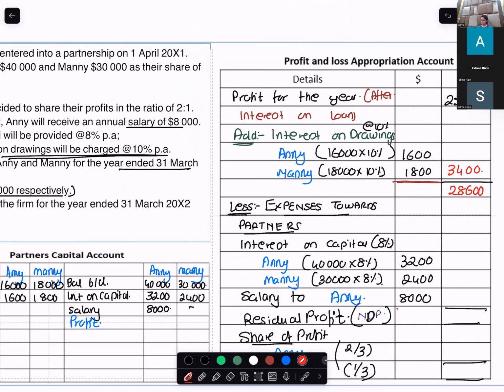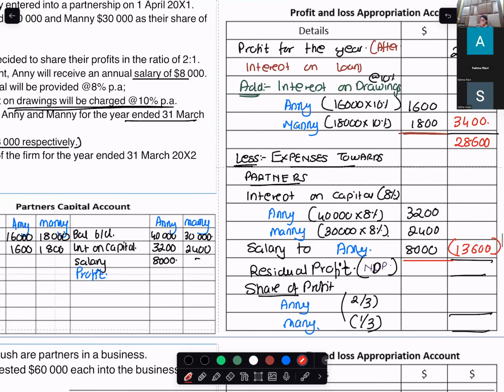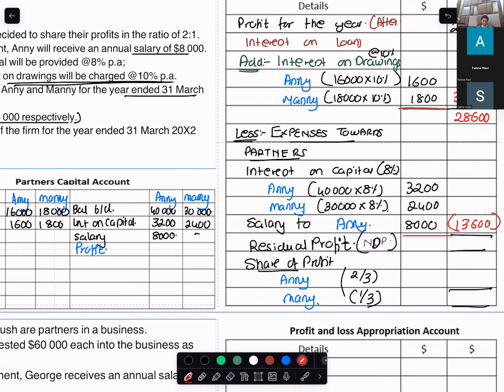28,600. Expenses towards the partners. Can you give me the total of it? Yeah, miss. It is 13,600. 13,600. Are you sure? Yes. I'll check it. Wait. Okay. Give me the residual profit. 15,000. 15,000 is the residual profit.